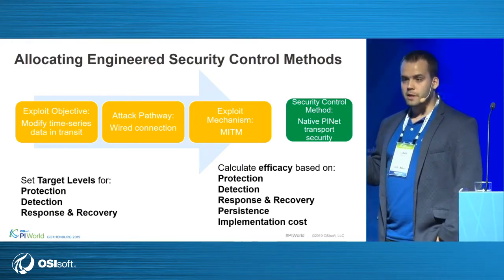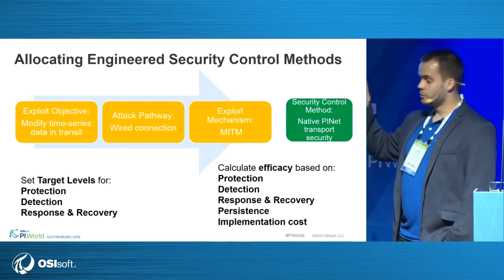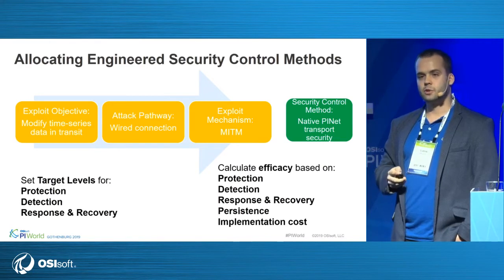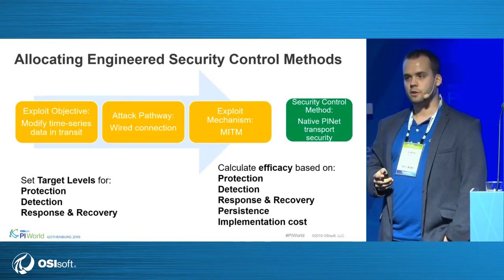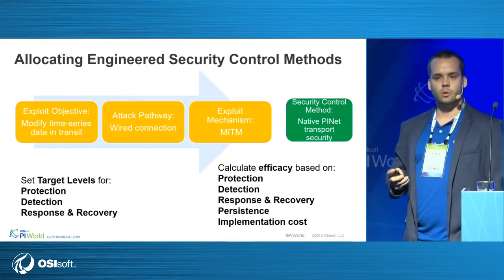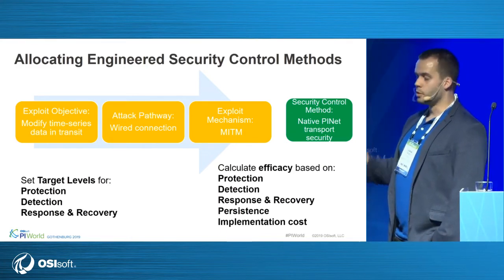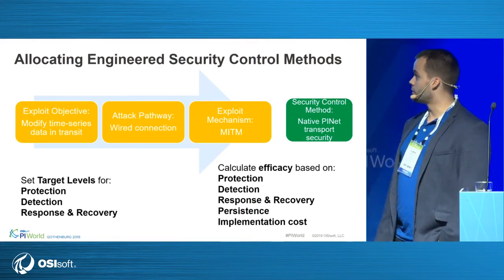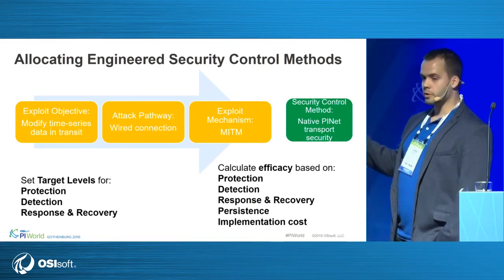Of course, there's going to be many, many different exploit sequences, and we have to set target levels for these. So we have to decide how important is it to protect against that exploit sequence. How important is it to be able to detect that somebody is trying to go through that exploit sequence? And how important is it to be able to recover if somebody successfully exploits that sequence? So that's what we do for those exploit sequences.